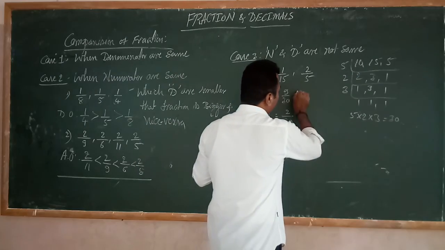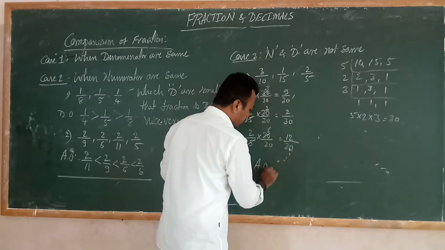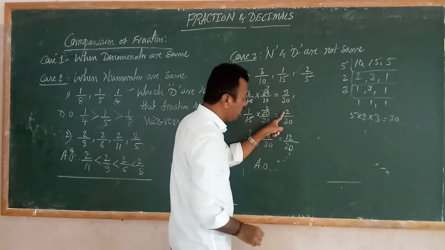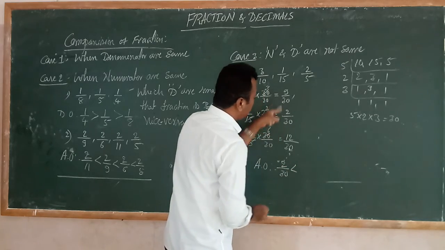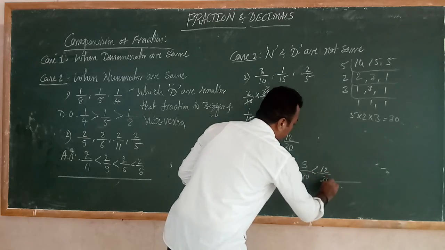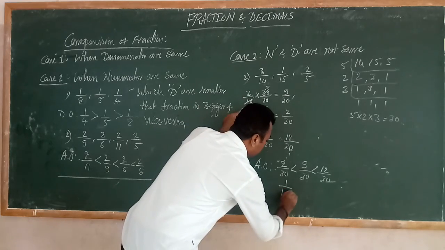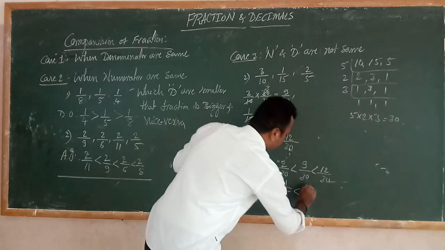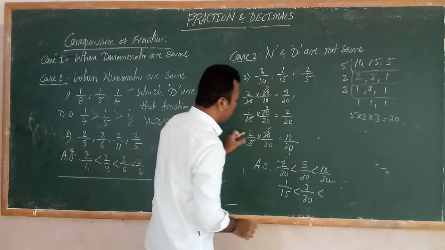Now 9 by 30, 2 by 30 and 12 by 30. So I will write the ascending order. If you want ascending order, you have to write the smaller fraction first. Smaller means 2 by 30, smaller than 9 by 30, smaller than 12 by 30. So now you have to write the original fractions. 2 by 30 original fraction is 1 by 15. 1 by 15 is smaller than 9 by 30, original fraction is 3 by 10, which is smaller than 12 by 30, original fraction is 2 by 5.